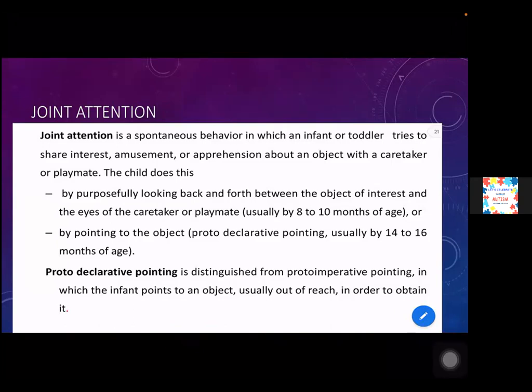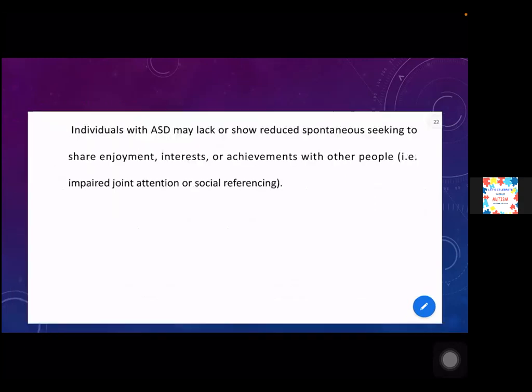or the playmate, which usually develops by 8 to 10 months of age. Or the child will point to an object, usually by 14 to 16 months of age. For example, if an object is far away from the reach of the child, the child would point to that object and look at the caretaker to show that he needs it, he wants it. This is called proto-declarative pointing. Individuals with autism spectrum may lack or show reduced spontaneous seeking to share enjoyment, interest, or achievements with other people.